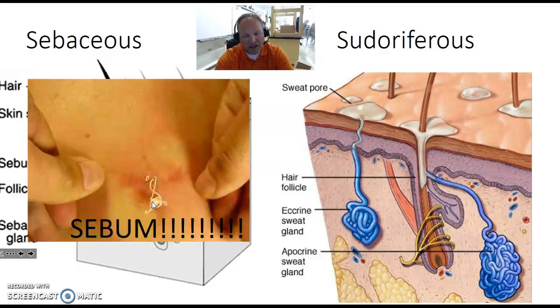Where sudoriferous glands tend to secrete water and all that stuff. So on my test, I'm just warning you, I'm going to try to trick you and say true or false: a clogged sudoriferous gland is acne. And that is wrong. It's not a clogged sudoriferous gland. It's a clogged sebaceous gland.